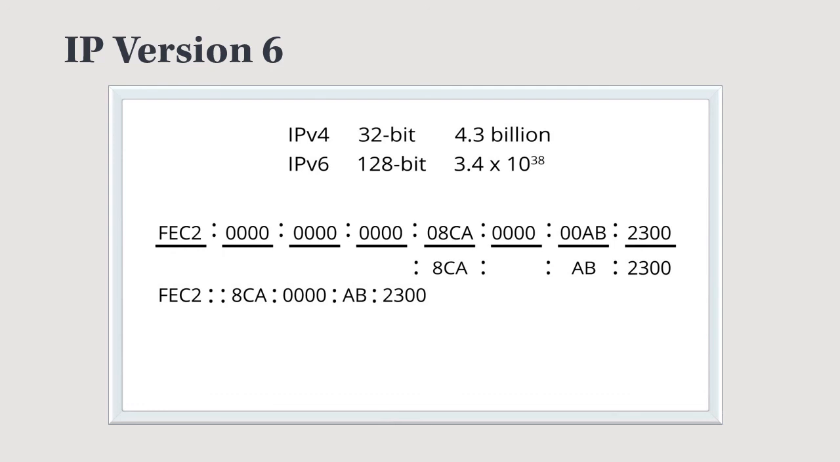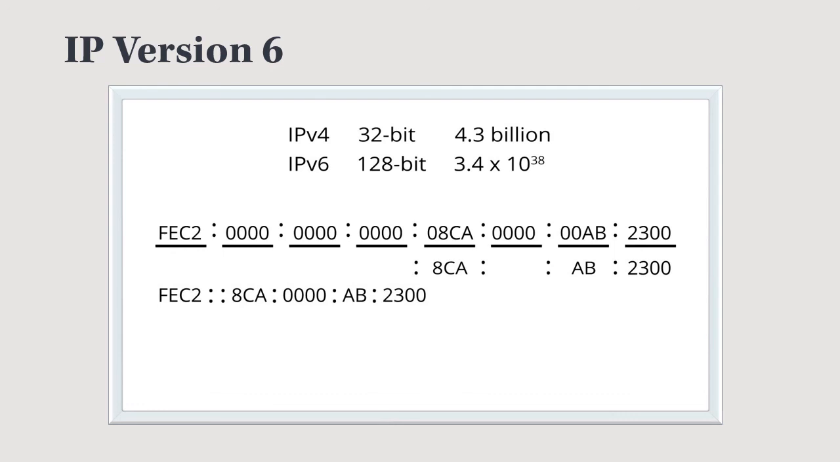Another thing that we can do is, anytime that we have several groupings of zeros, we can abbreviate those by indicating with a double colon. So if you look down at the bottom, you see that we have FEC2 and then a double colon and then 8CA. Essentially what we've done is we've taken those 3 groups of 0 and we're not typing them out anymore. We're just using a double colon to indicate that everything between those 2 colons is a 0.